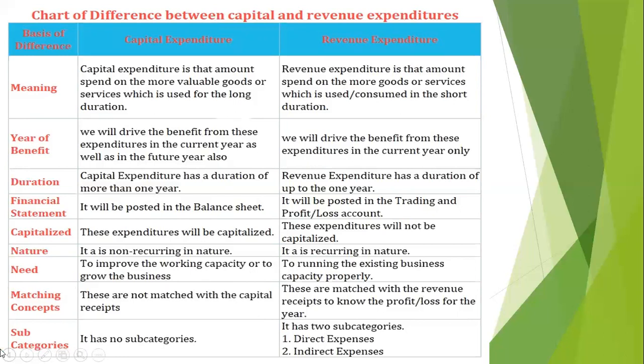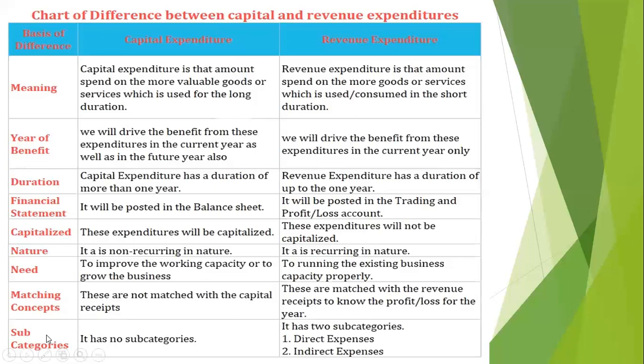And when we talk about revenue expenditure, it is for running the existing business capacity properly. So these expenses are for the maintenance of the business. A very valid point over here, matching concept. Capital expenditure is not based upon the matching concept because these are not matched with the capital receipts. So the matching concept is not applied on capital expenditure, but the matching concept is the base for revenue expenditure because these are matched with the revenue receipts to know the profit or loss for the year.